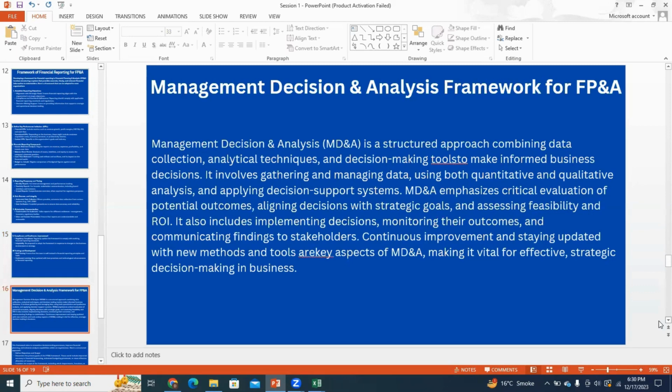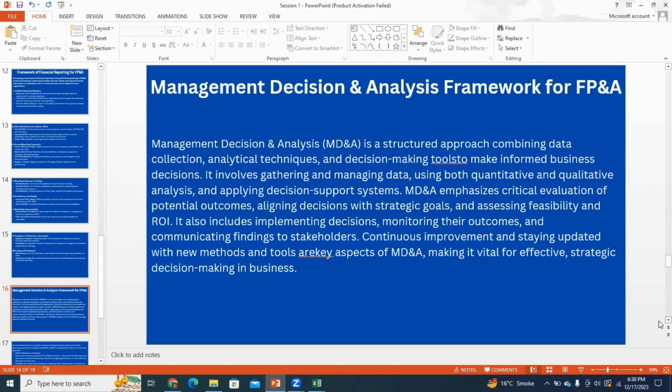The last topic to discuss today is the management decision analysis framework for FP&A. This is similar to the framework available for financial reporting from FP&A, but there are some differences. We have to see those differences and why the management decision analysis framework is important for FP&A.